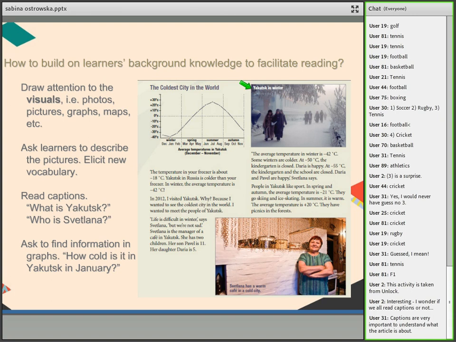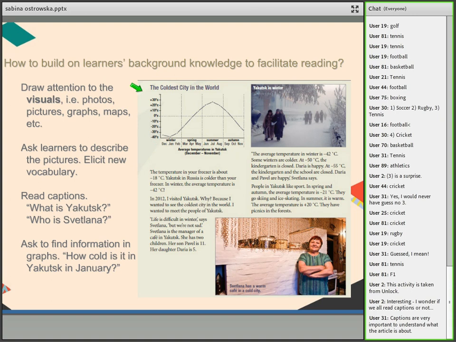Because they didn't see the difference between the capital letters and lowercase letters immediately, they would often search for the names in the dictionary. So drawing attention to the names, proper names, is again one way to facilitate reading later on.